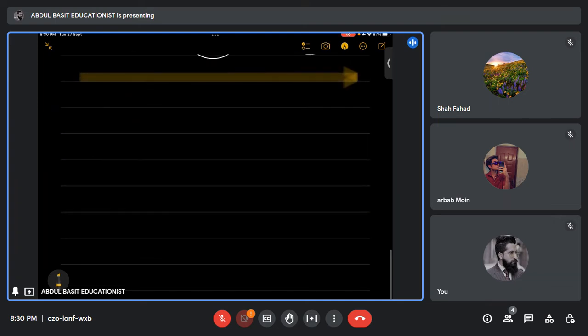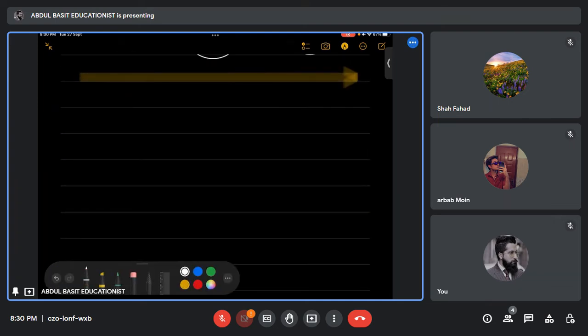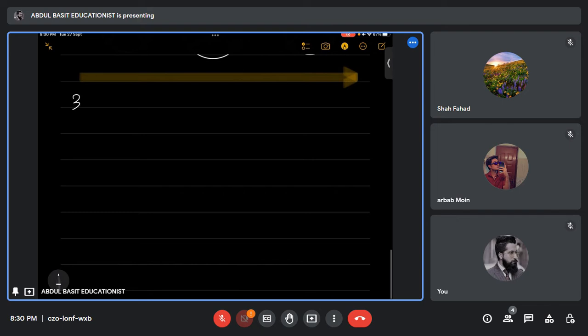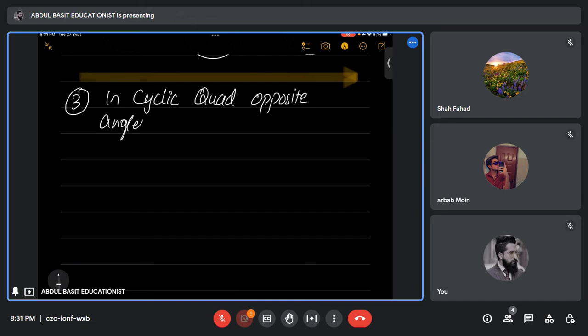So for example, the third theorem is: in a cyclic quad, opposite angles sum is 180 degrees. So for example, what is a cyclic quad?